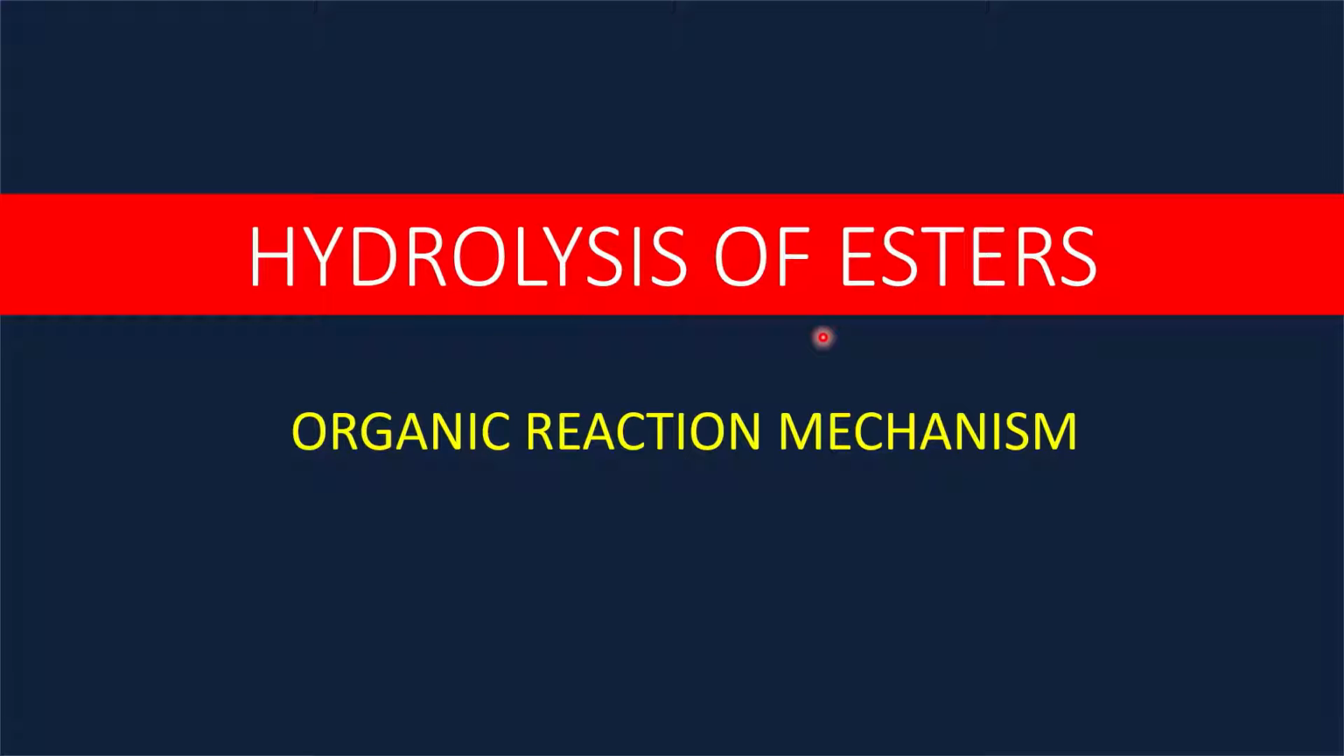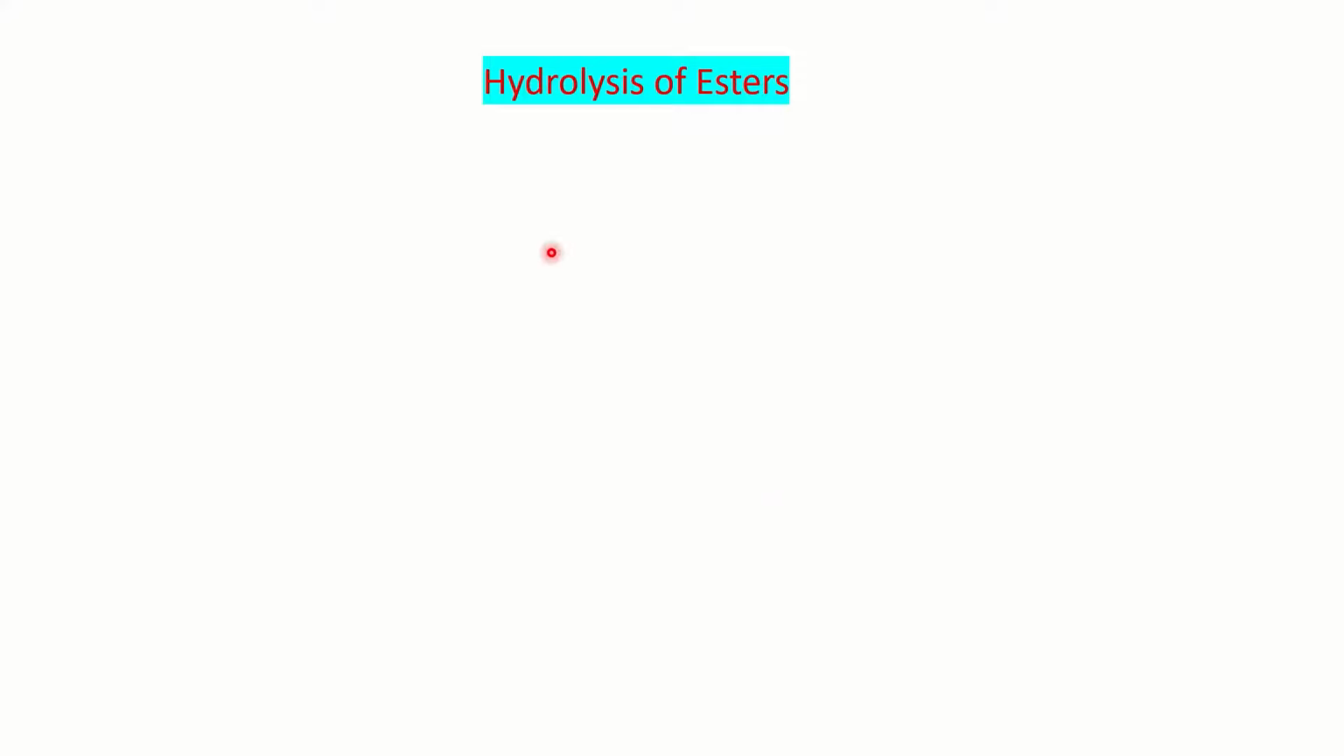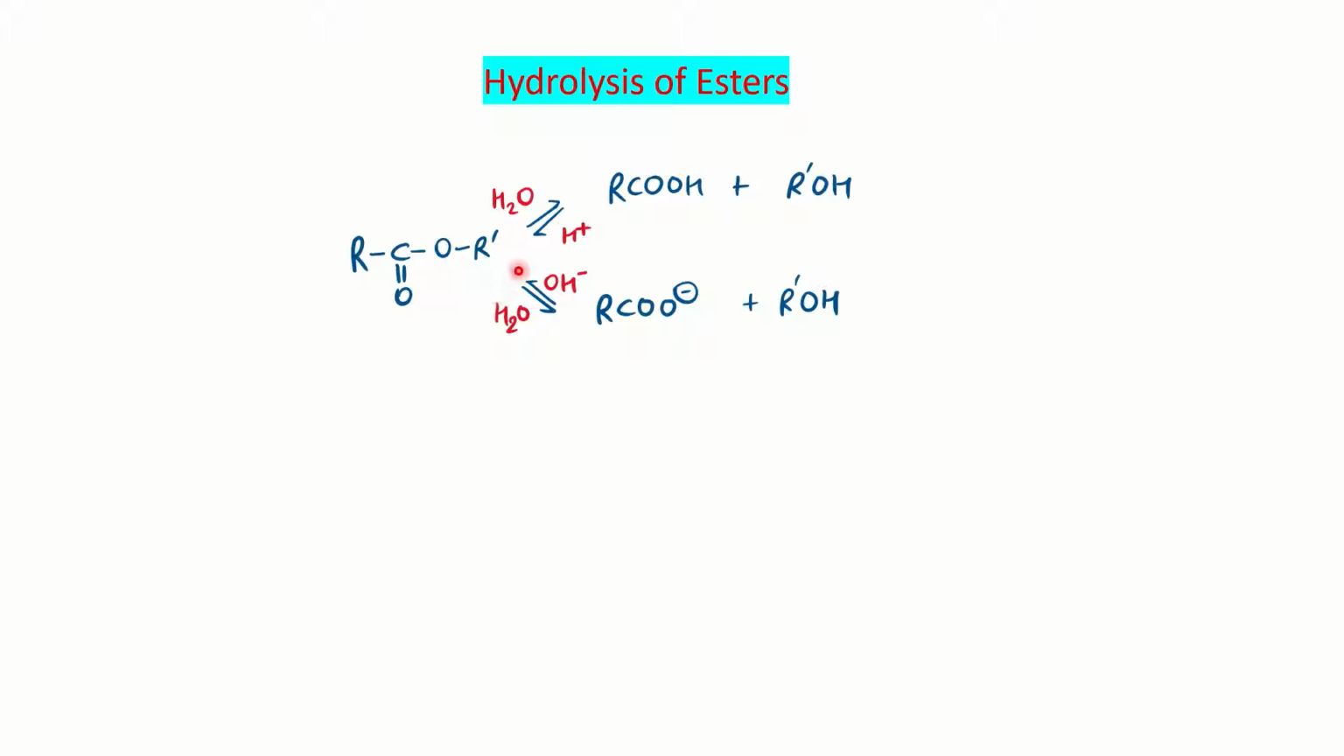Today we are going to learn hydrolysis of esters in organic reaction mechanism. It is a very common topic and you might be doing it from your graduation. Now you can see here there are two possibilities of hydrolysis of esters. It might occur in the presence of acid or in the presence of base. Because of the poor leaving group, it cannot be hydrolyzed in the absence of any catalyst. So we require a catalyst here, and the products are acid and alcohol.